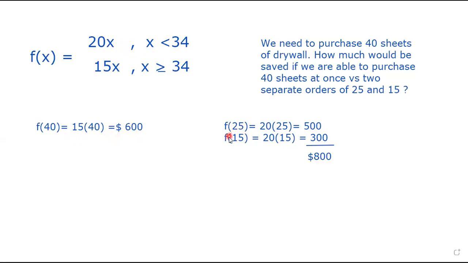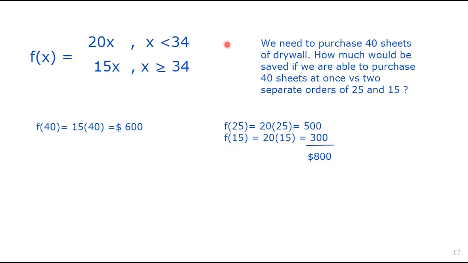But for this same number, 25 plus 15 is equal to 40, we wouldn't be into the bulk price. So that would be $20 times 25 and 20 times 15. 500 plus 300 will give us 800. So that's just a quick example of the way we actually use piecewise functions in real life settings.